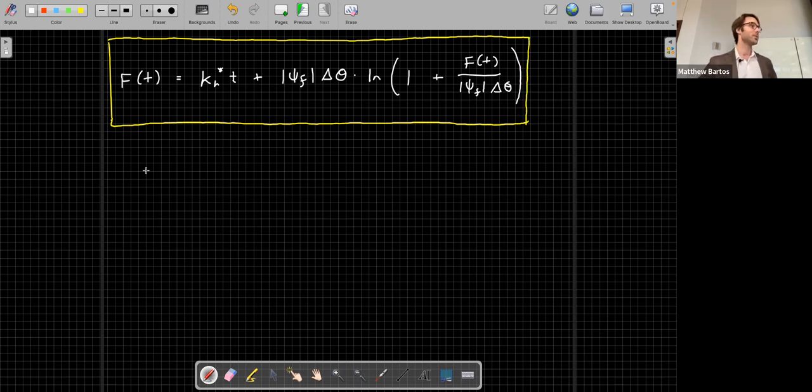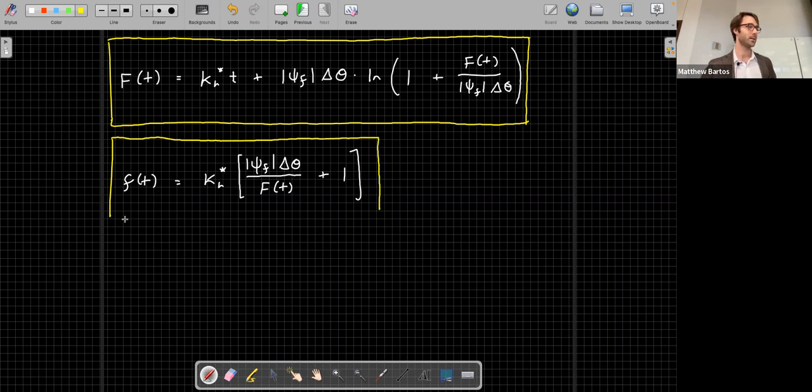And if we want the cumulative infiltration rate, we have from before that... If we want the infiltration rate, we have from before that little f of t is equal to K_H star times the quantity matrix potential times our initial soil moisture deficit divided by big F of t plus one. Okay, so this comes just from our equation from earlier. We rearrange it.